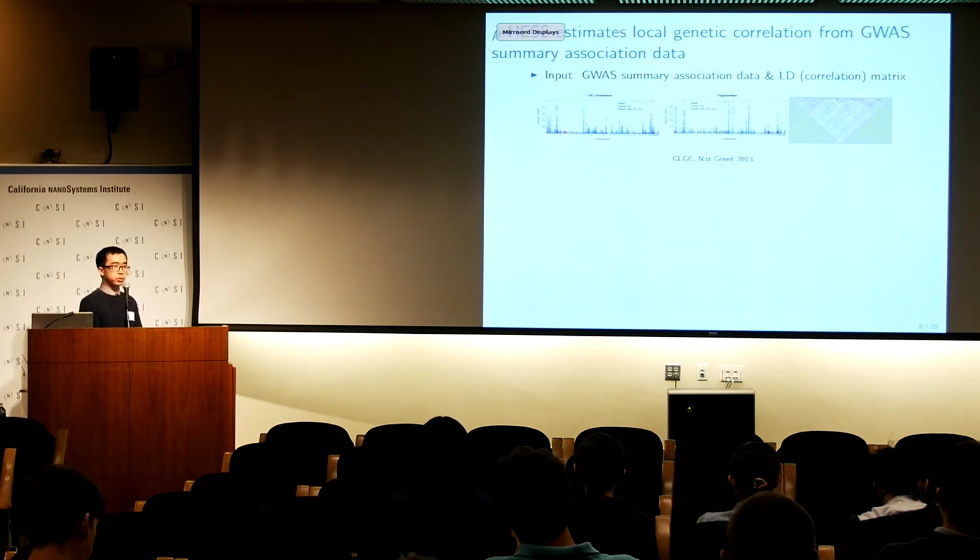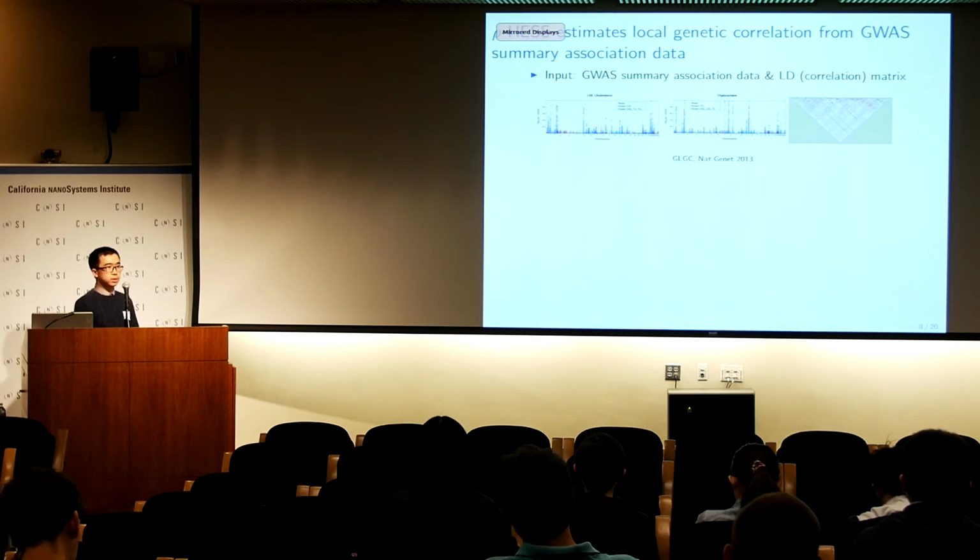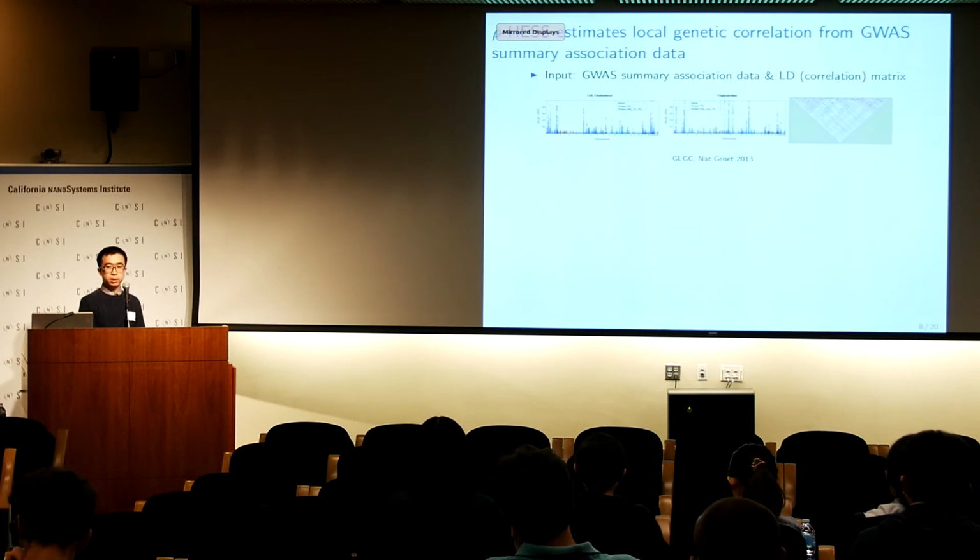So to quantify local genetic correlation, we developed a method called p-HESS. p-HESS takes as input two sets of GWAS summary data, one for each trait, as well as the LD matrix for the SNPs in the data sets. Importantly, the LD matrix does not necessarily have to be estimated from the GWAS samples themselves. Instead, it can be estimated from an external reference panel, such as the 1000 Genomes Project. This really allows us to apply our estimator on any set of GWAS summary data that are publicly available.